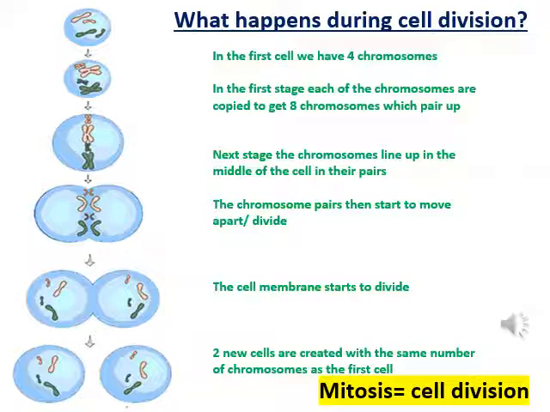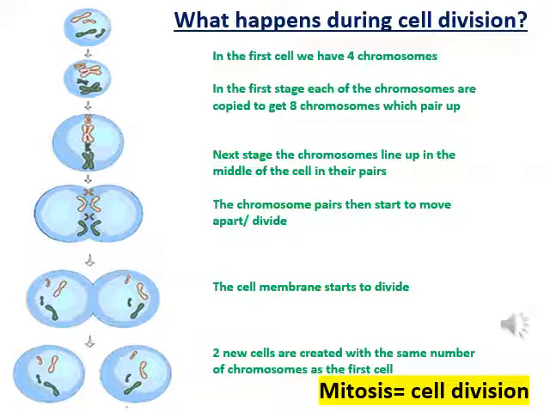So in the first cell we can see we have 4 chromosomes. In the first stage of cell division, each of the chromosomes are copied to get 8 chromosomes which pair up. So we can see we now have double the amount of chromosomes. That's what we need. Then in the next stage, the chromosomes line up in the middle of the cell in their pairs, in this perfect line in the middle of the cell. The chromosome pairs then start to move apart and divide, so half of the chromosomes will go to the left and half will go to the right because they're going to become part of new cells.